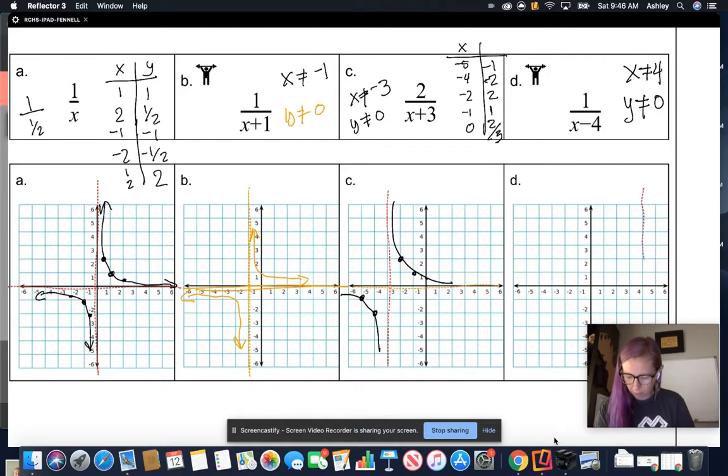At x equals 4, we have an asymptote. At y equals 0, we have an asymptote. And these are going to follow that same exact pattern. So without even creating a table, because I have a numerator of 1 here.